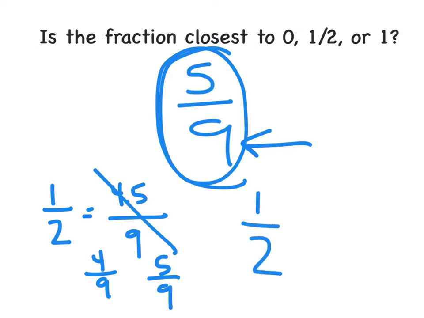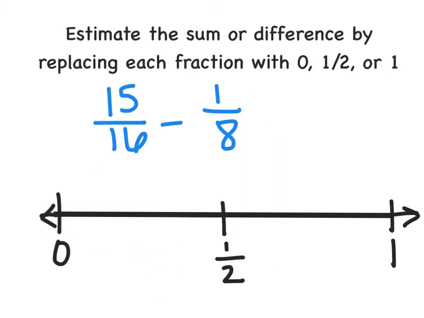So by finding out what half is first, I can then go from there and see, is the fraction I'm given close to 1/2? Is it way bigger than 1/2? Then we would choose 1. Is it smaller than 1/2? Then we would choose 0. Let's try again with an addition problem. Actually, this one is subtraction. But it says to estimate the sum or difference by replacing each fraction with 0, 1/2, or 1. So we basically need to do what we did on the last slide twice, for 15/16 and for 1/8.